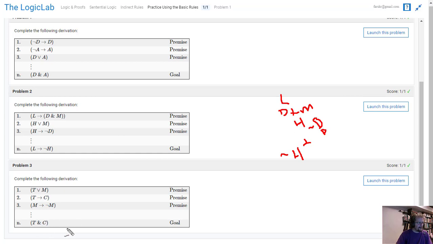Down here I have T and C. It's going to be a conjunction introduction backwards, so I have a T that I have to get to, and I have a C that I have to get to. Let's see. What can I do here? Oh, no.